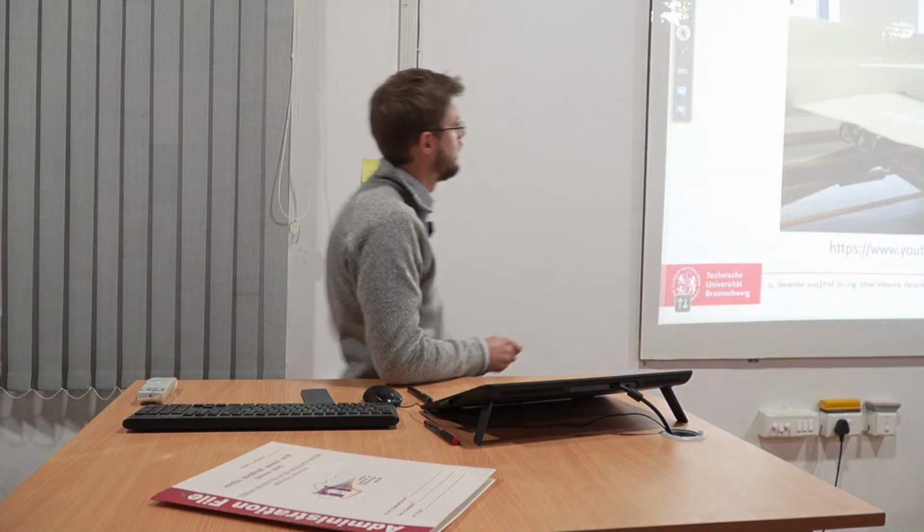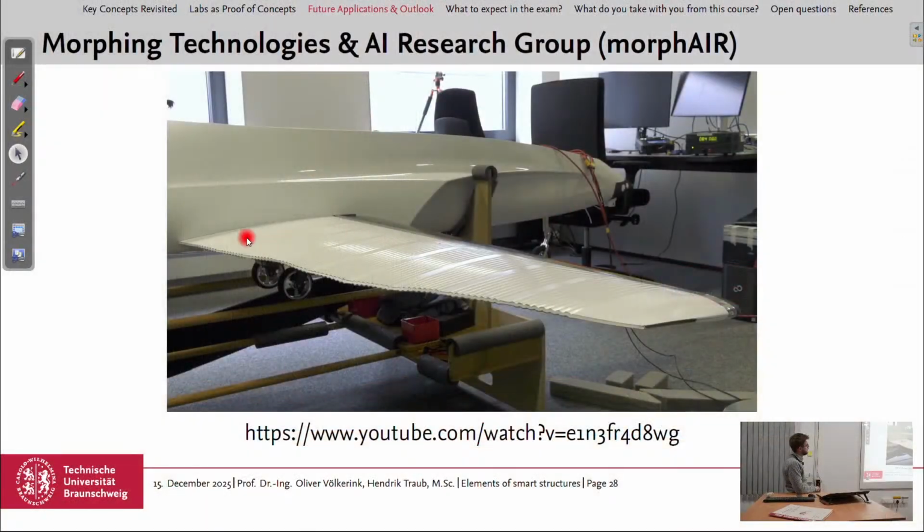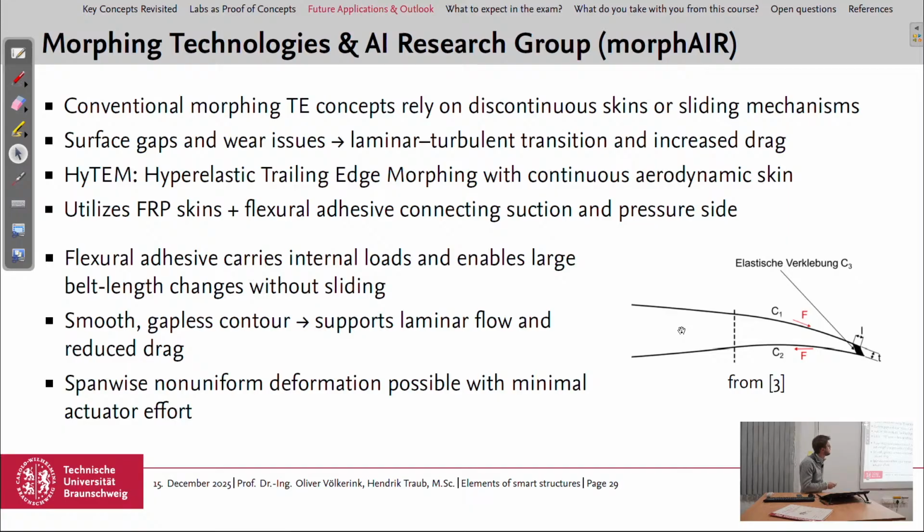So now we have gone to another video. Maybe we leave it at that. So the whole structure or the whole trailing edge can deform. And how was this achieved, this morphing trailing edge concept?